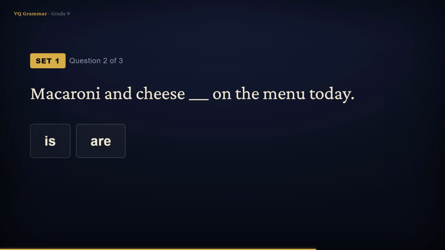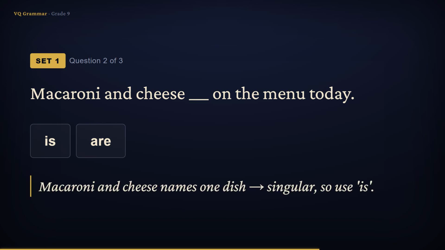Macaroni and cheese, blank, on the menu today. Careful, this is the one unit exception. Macaroni and cheese isn't two things. It's a single dish, one item on the menu. So the verb is singular.